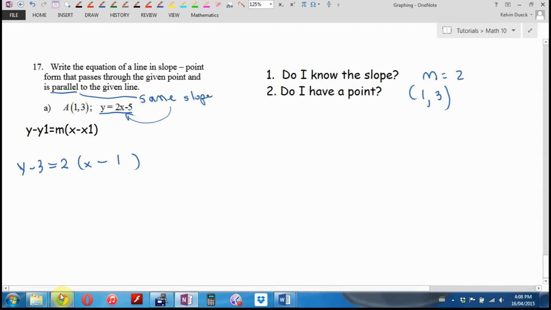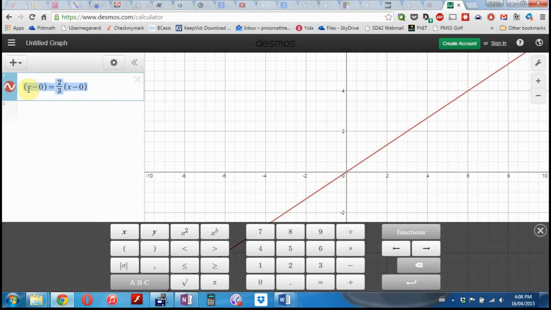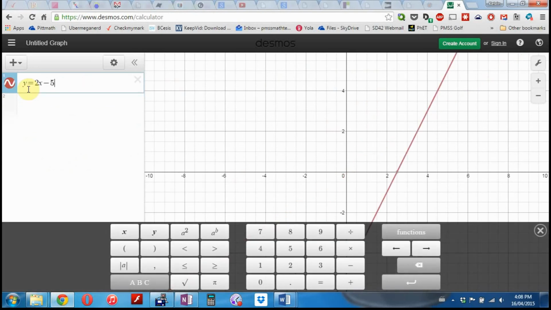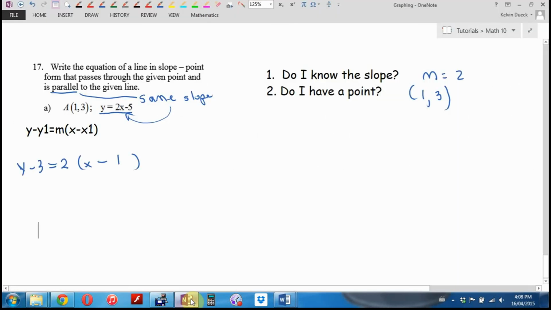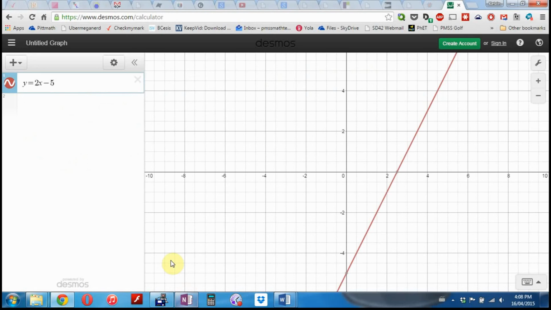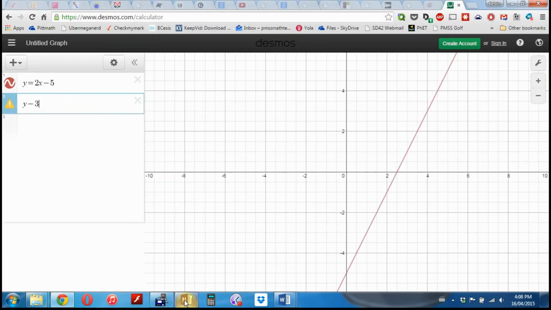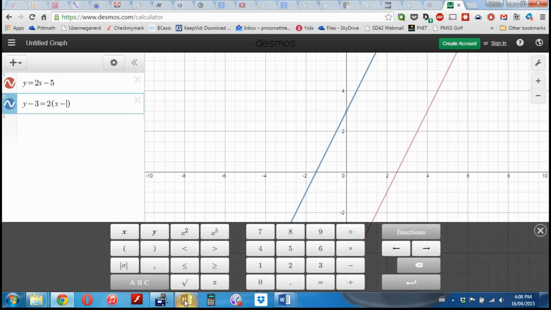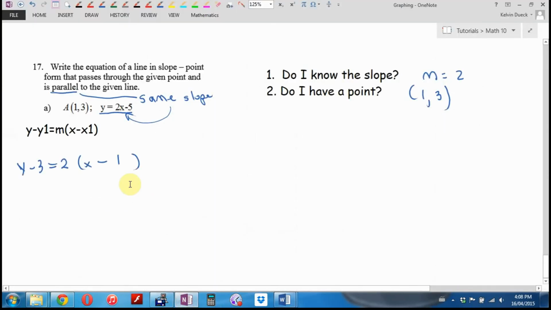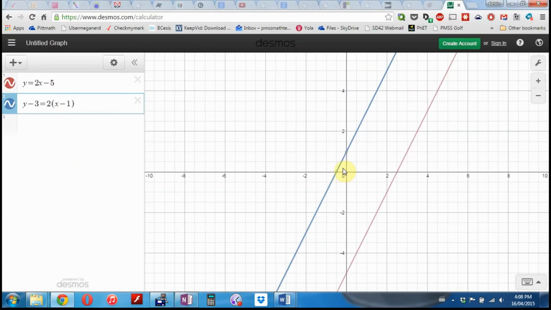You know what? Let me graph both of these so you can see them side by side. Here's what they've done. So the one they gave you, I think it's what it was. Right? Yeah. Okay. The one that we just found goes through 1, 3, and is parallel to this line. I didn't need that -5. What I needed was how slanty the slope of this line is to get the slope of that line.